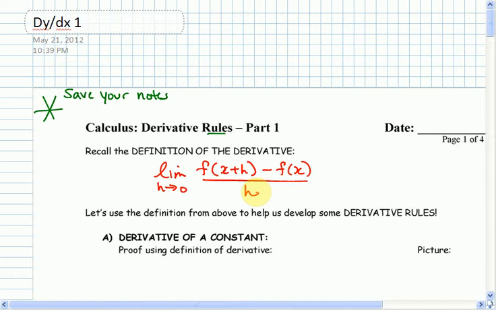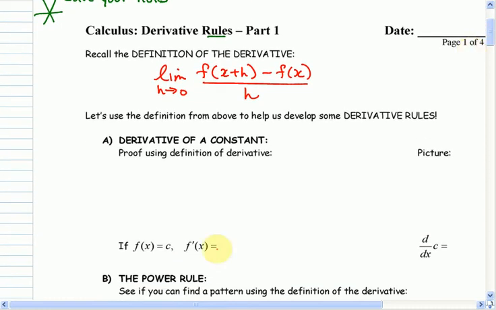So what I'm going to ask us to do today is let's see if we can actually use this definition a few more times, and help us figure out the derivative of a constant and also the derivative of a power. A constant, of course, is just a number. A lot of times we'll just use the letter C to represent the constant.